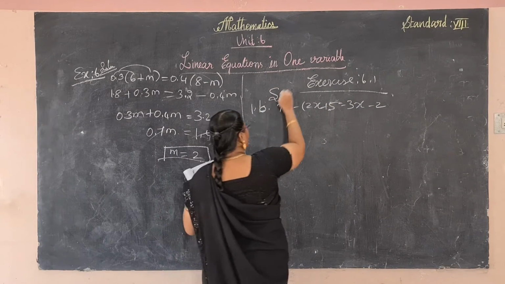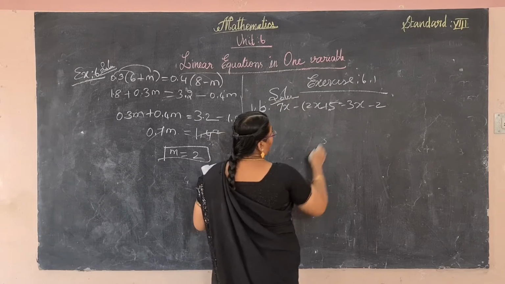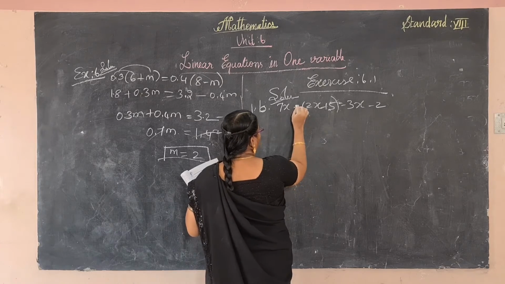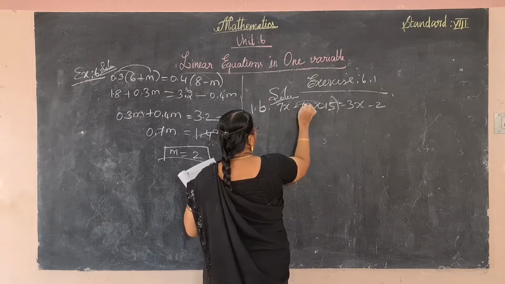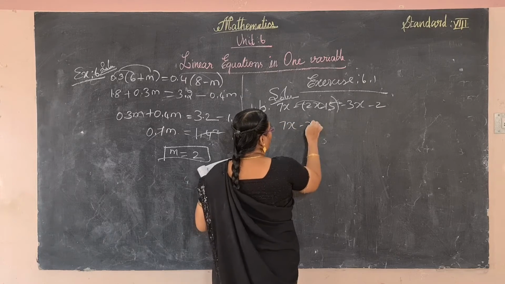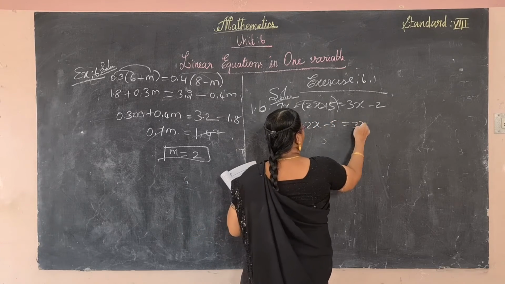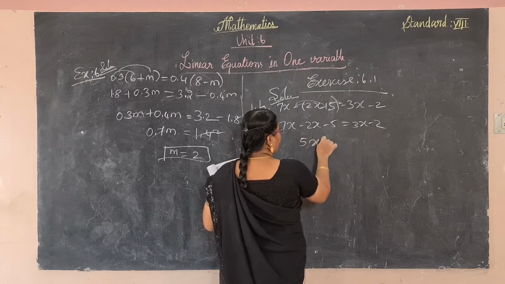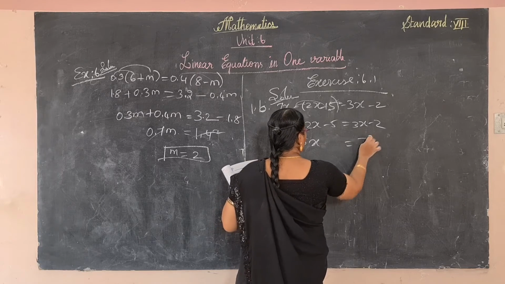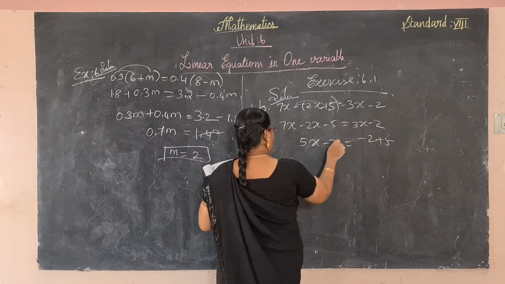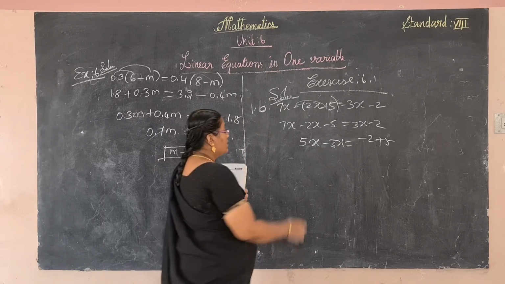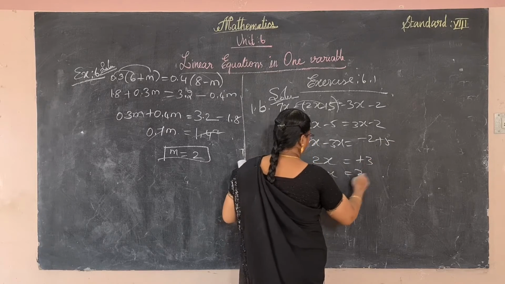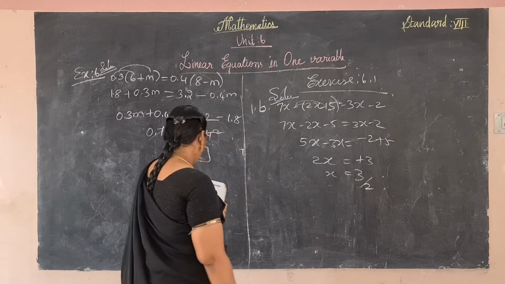Solution. 7x. Arrange the like terms. Here minus, multiply by each term. So 7x minus 2x minus 5 is equal to 3x minus 2. Arrange the like terms here. Subtract, we get 5x minus 5, move to that side, plus 5 minus 3x. Simplify, 2x equal to plus 3. So x equal to 3 by 2 is the answer. Next one, D problem.